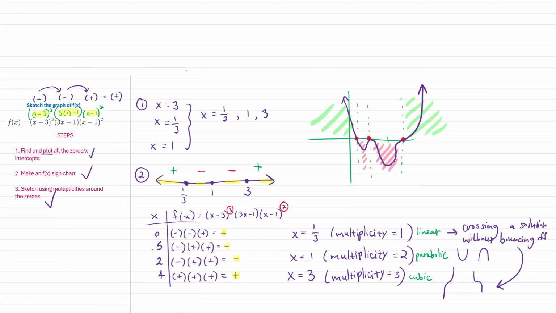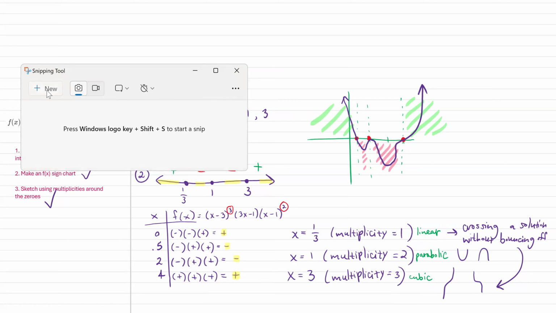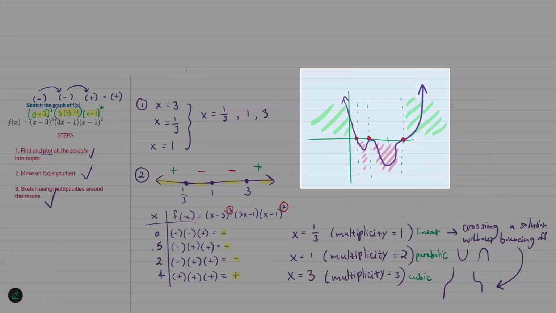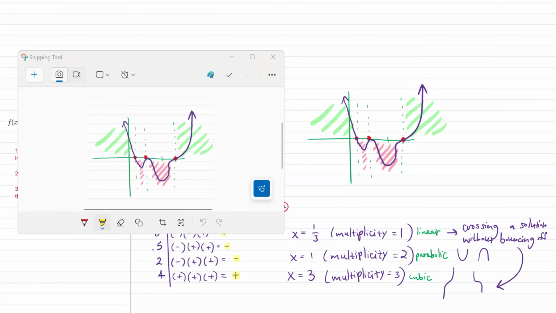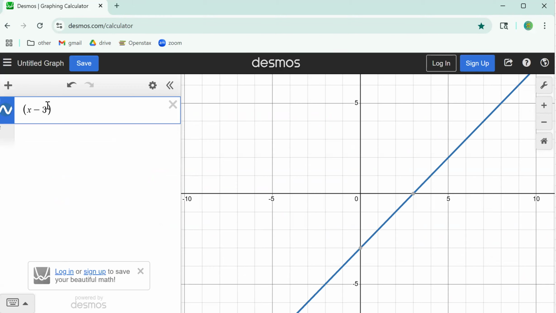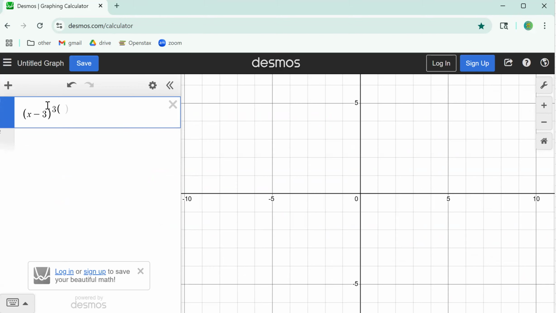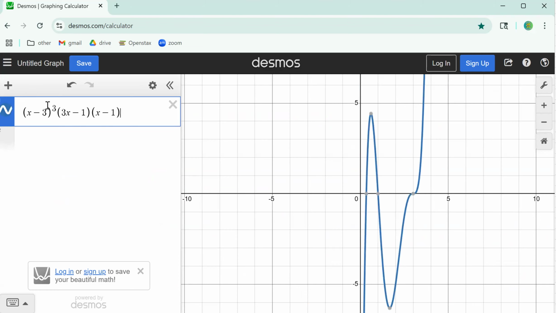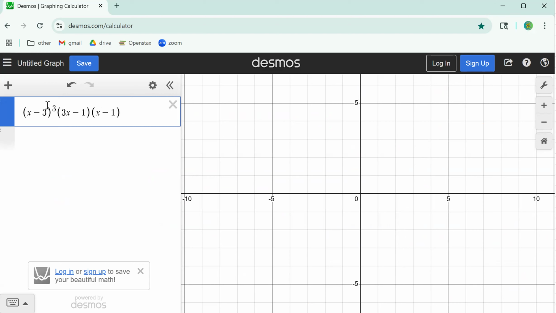I'm going to look into Desmos. We're going to try to make a graph. Let me take a screenshot so we can compare later. Okay, so the function was x minus 3 to the power of 3, 3x minus 1, and finally x minus 1 to the power of 2. Let's see what we got.